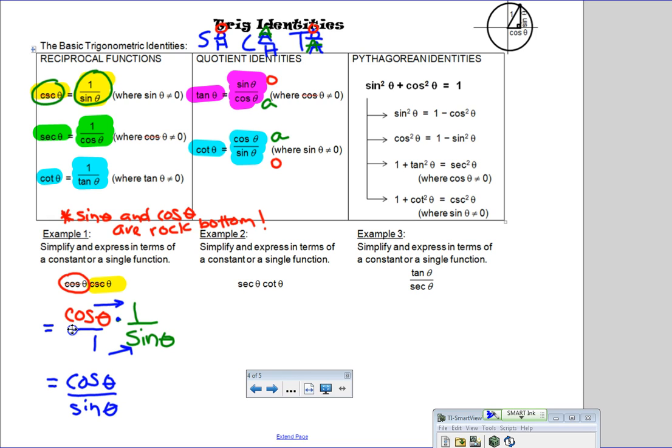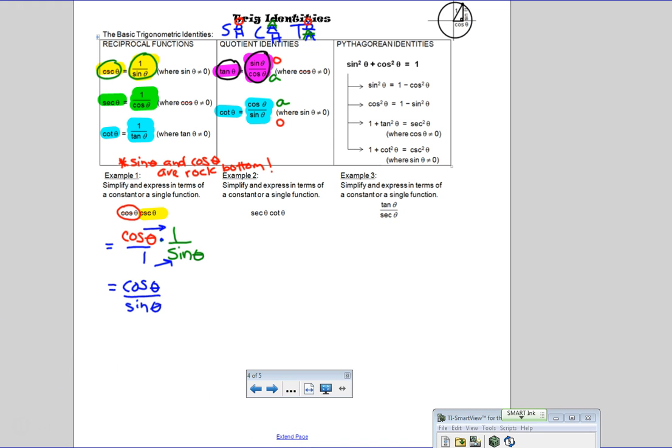And then we're getting there, and then cosine theta over sine theta is actually not simplified enough because cosine over sine theta that I'm circling right up there is actually equal to cotangent theta. So we can replace that with cotangent theta. And I'm going to extend the page. Okay, so that's equal to cotangent theta. And I broke down the original problem as a single function. So that is the end, and that's what it's equal to.